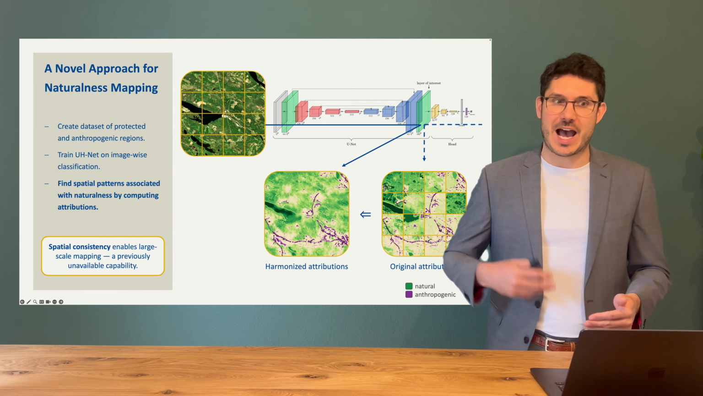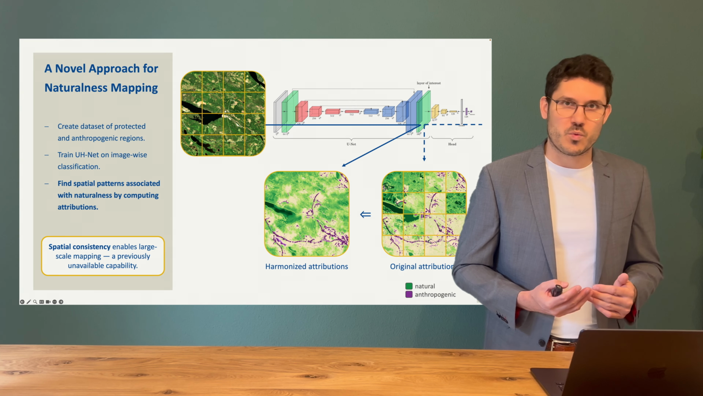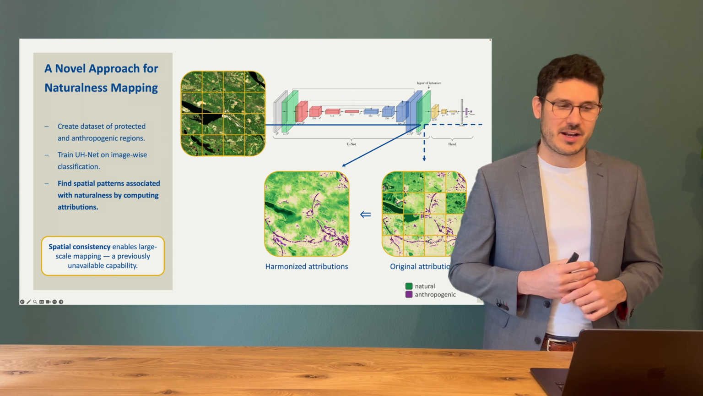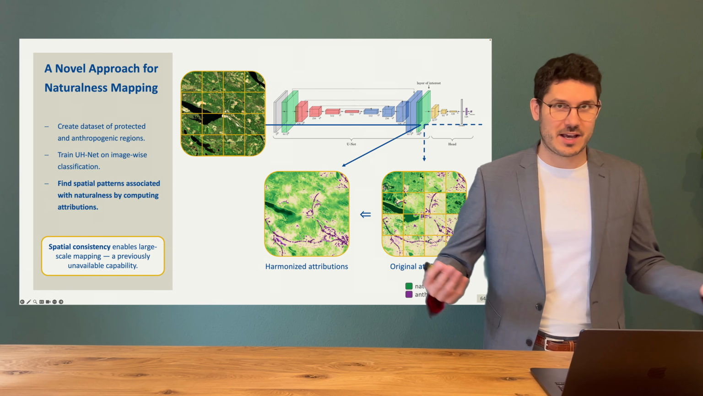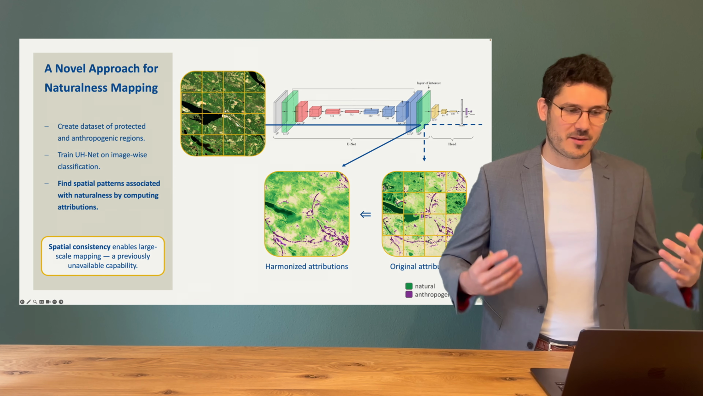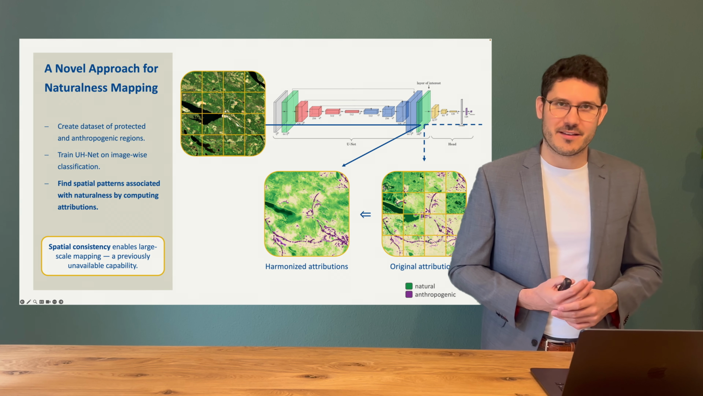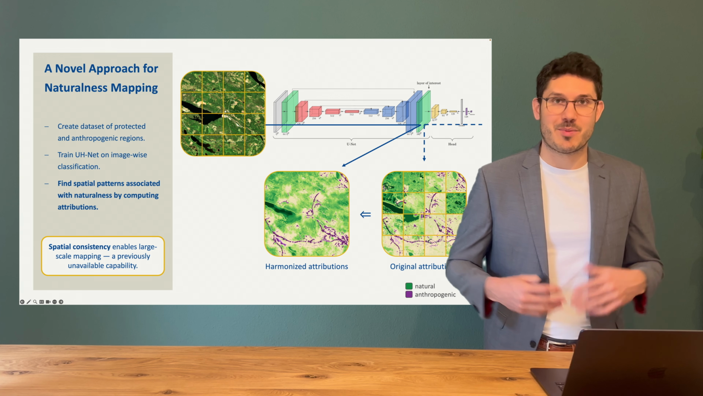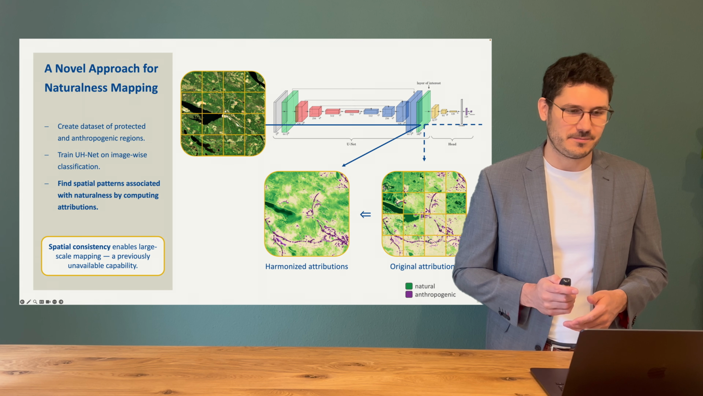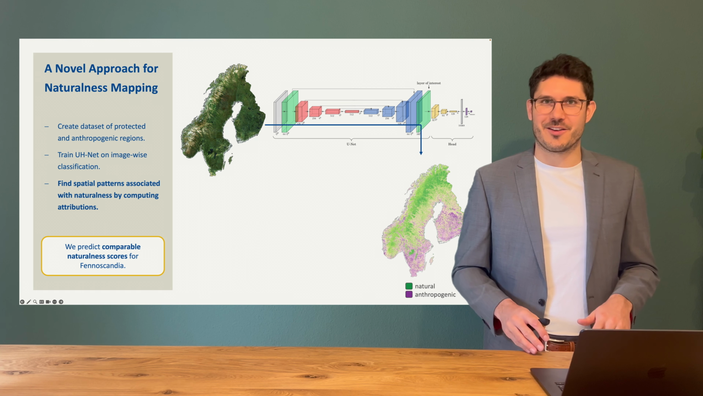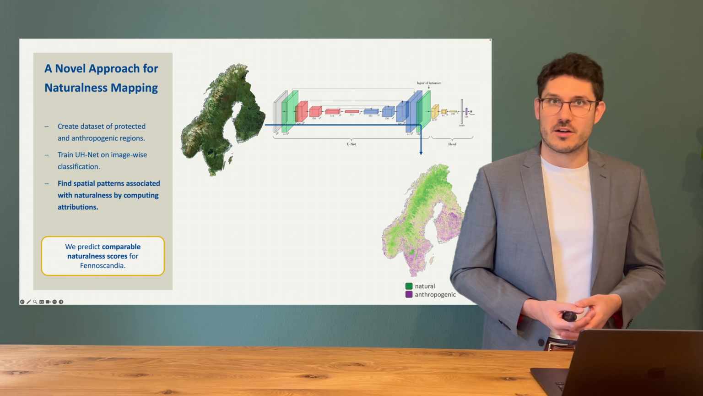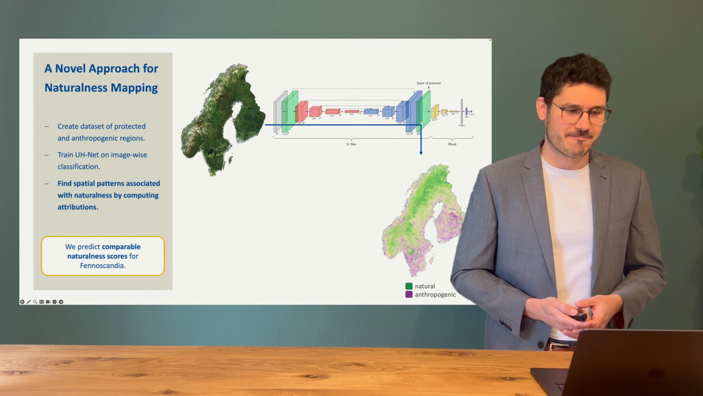However, if we compute harmonized attributions, we can compute the feature maps and then come to the harmonized attributions. And this can be done for large-scale mapping because you get this spatial consistency. And this is a capability that was previously unavailable. So now that we can do large-scale mapping, we can do predictions for all of Fennoscandia. And we do that.